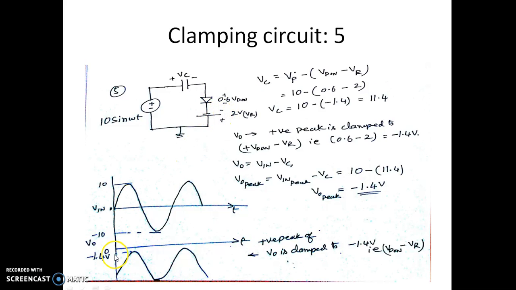In all these cases we saw that the positive peak is clamped to different voltages. The positive peak will be clamped to either VD-on, or VD-on plus VR, or VD-on minus VR. So this is the key to note here. We shall see the same thing in the simulation and try to solidify our understanding.